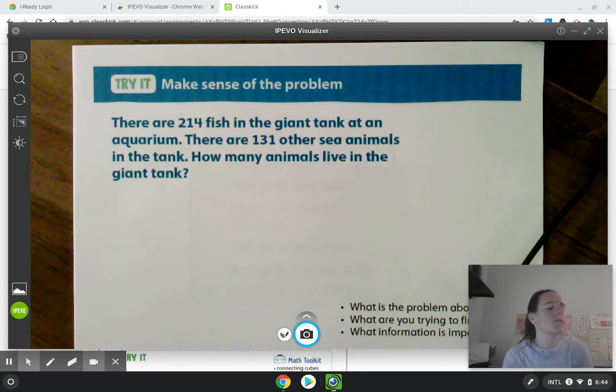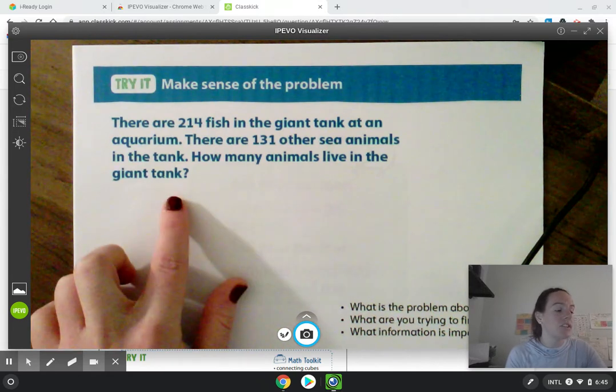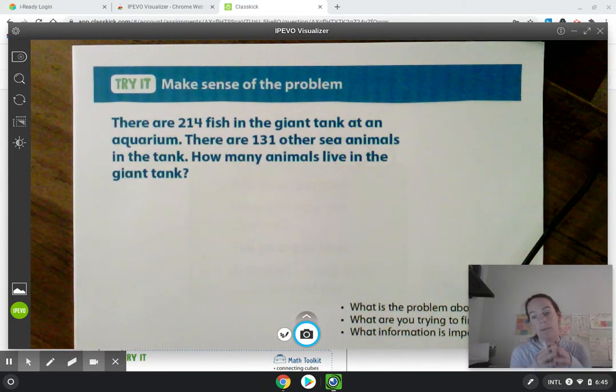There are 214 fish in the giant tank at the aquarium. There are 131 other sea animals in the tank. How many animals live in the giant tank? What are we trying to find out here? Yeah, we're trying to find out how many animals live in the giant tank. Is this going to be a combining problem where we add, or a separating problem where we subtract? Combining, right? Because there's 214 in the giant tank of the aquarium and 131 other sea animals in the tank.